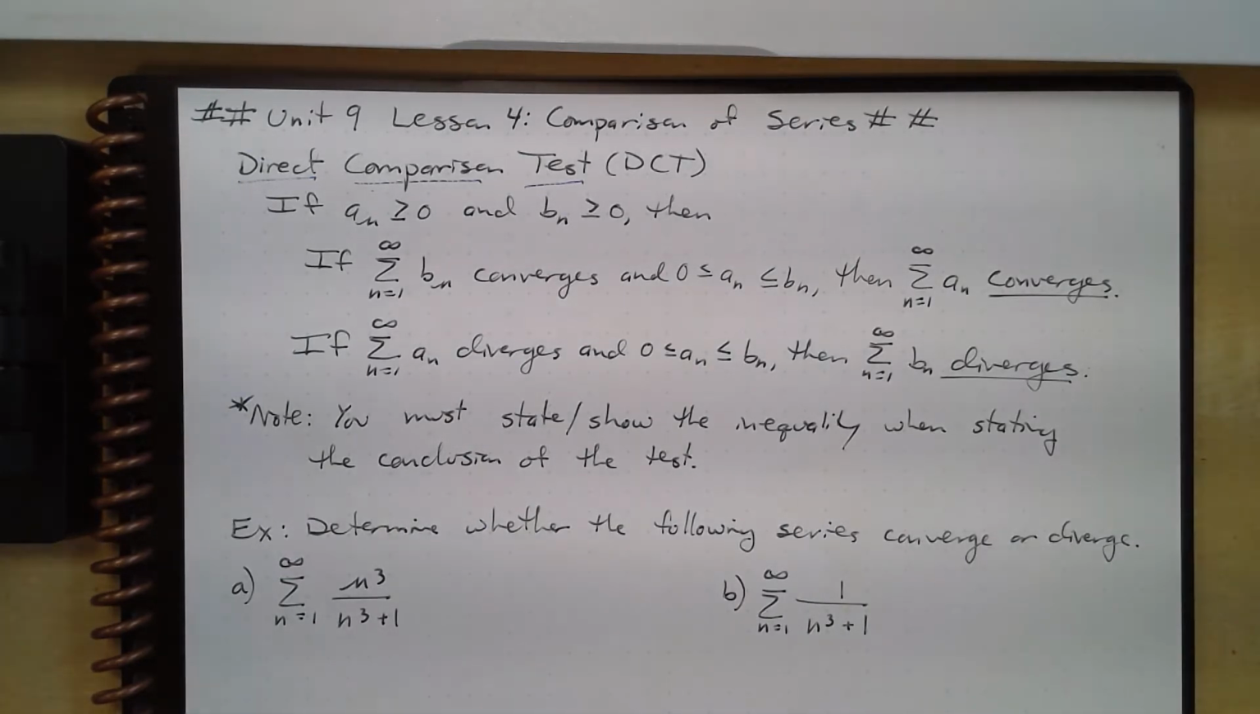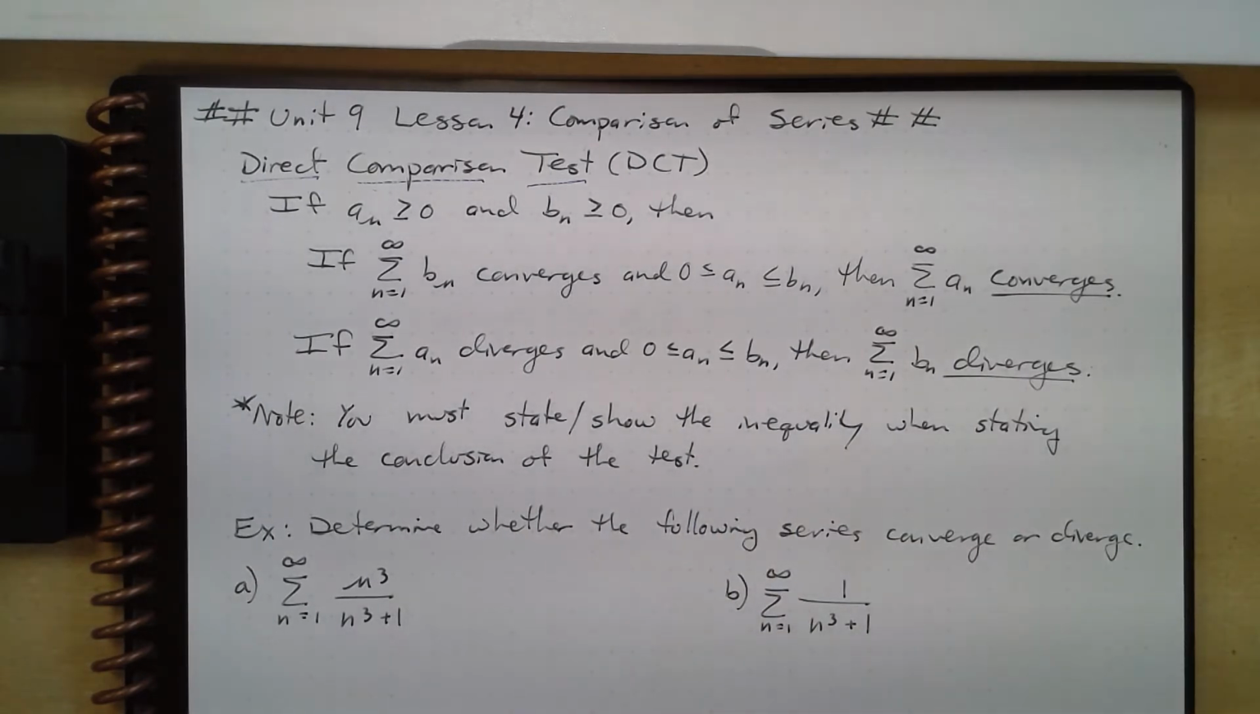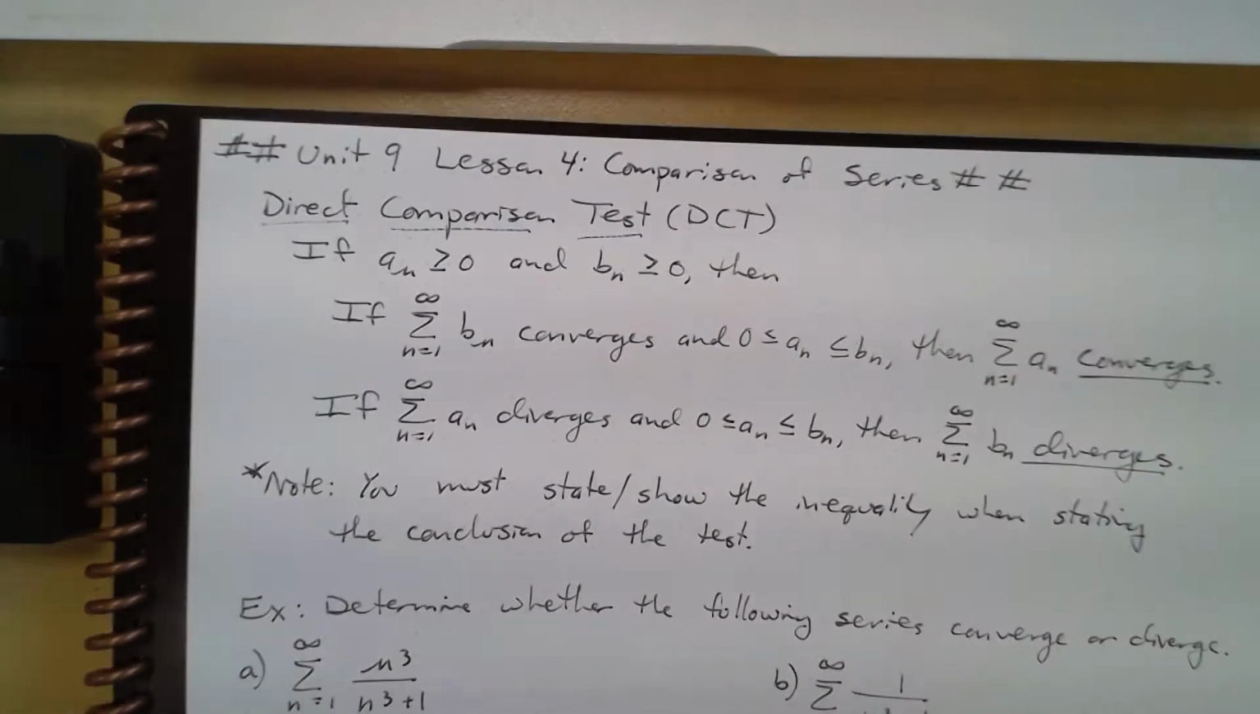If the smaller series is diverging, then the bigger series must also diverge. And if the bigger series is converging, then that smaller series must also converge. So when you're doing this, you have to show the inequality when stating the conclusion of the test. So we'll do a few to go through it.